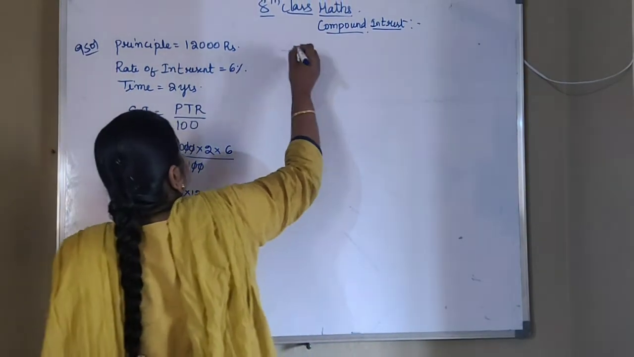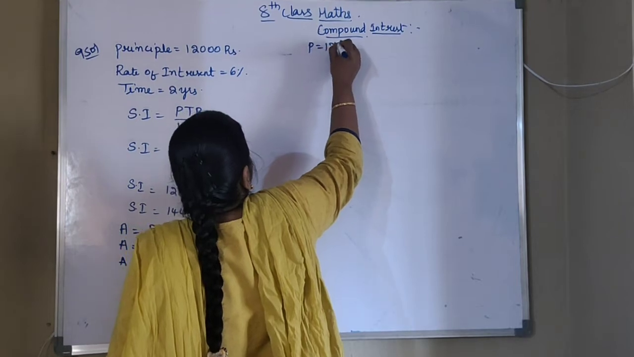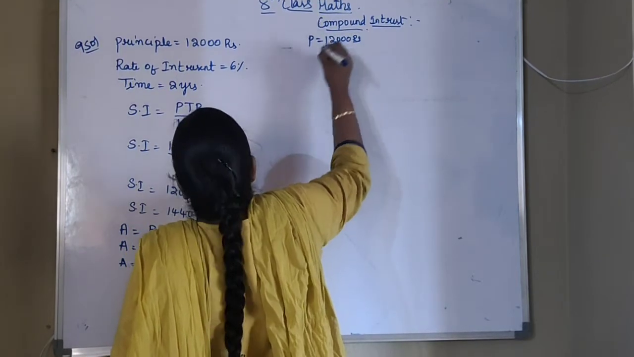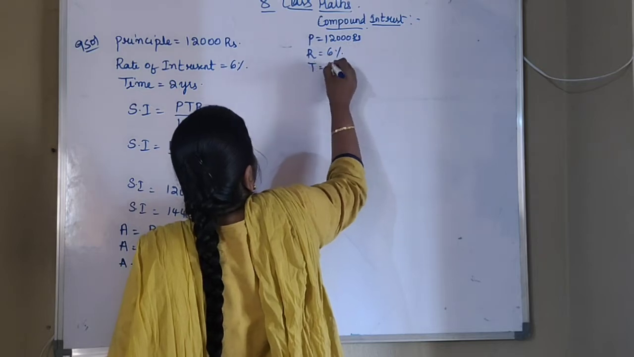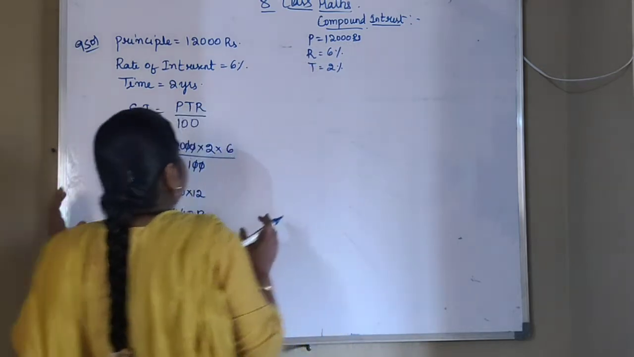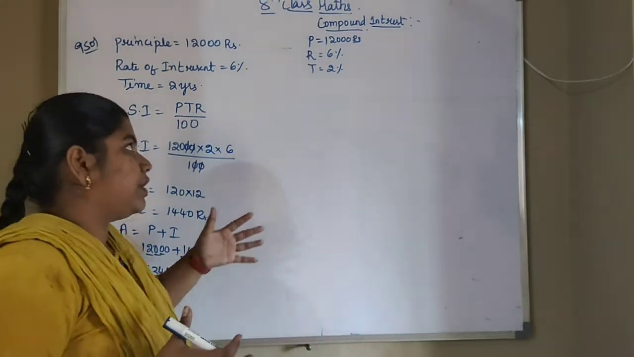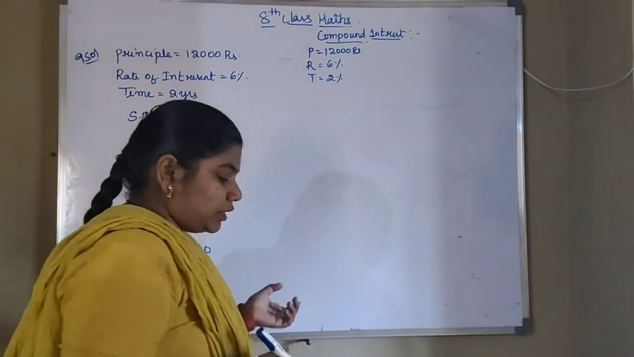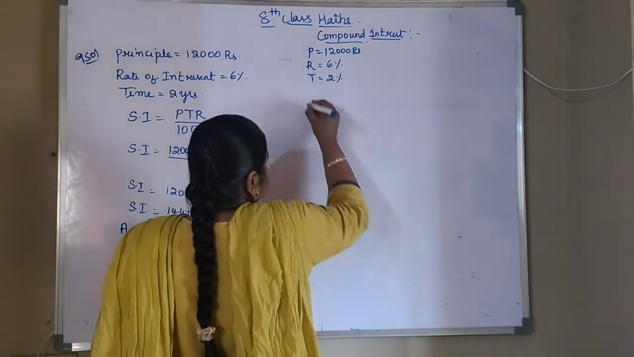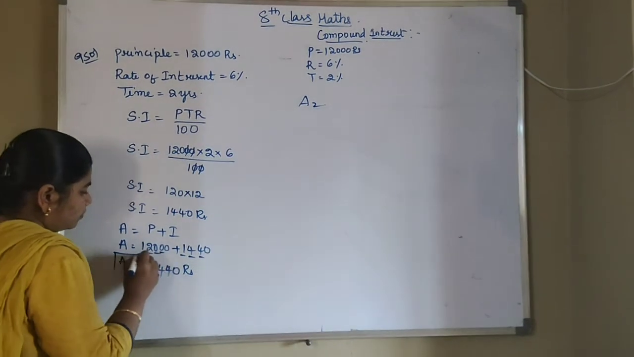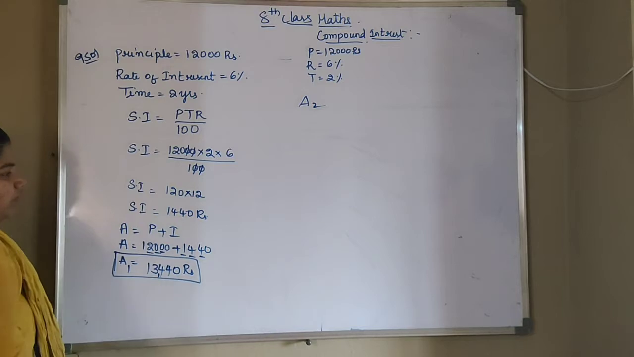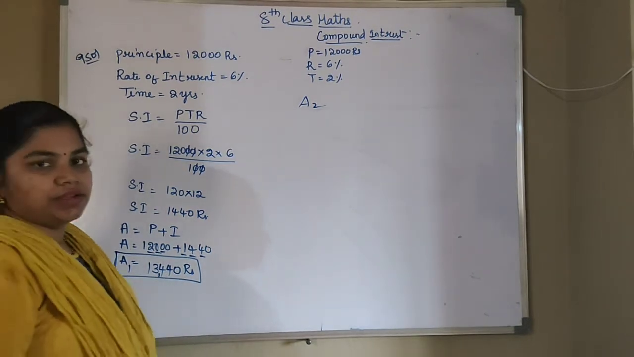Okay, so again same values. Principal is 12,000. Rate of interest is 6%. Time is 2 years. What is the difference? Here we have found for simple interest. Here we are finding for compound interest. So what is the compound interest value? I am taking it as A2. I am differentiating with A2 here. So simple interest amount is A1 and compound interest amount I am taking as A2.